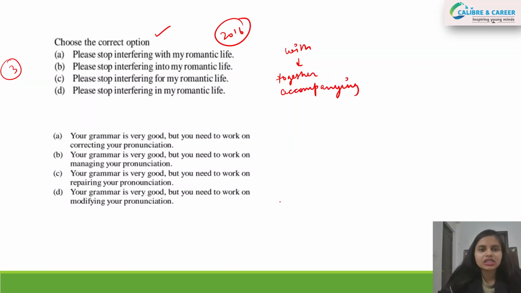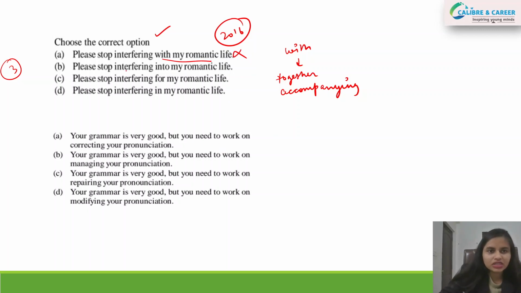Like I can't eat bread with butter. So that's something you cannot eat with. Alright. Or accompanying: I will go with my mom, or I will go with my friend tomorrow. I am going with my friend tomorrow. Alright. So hence, "please stop interfering with my romantic life" will be totally incorrect.